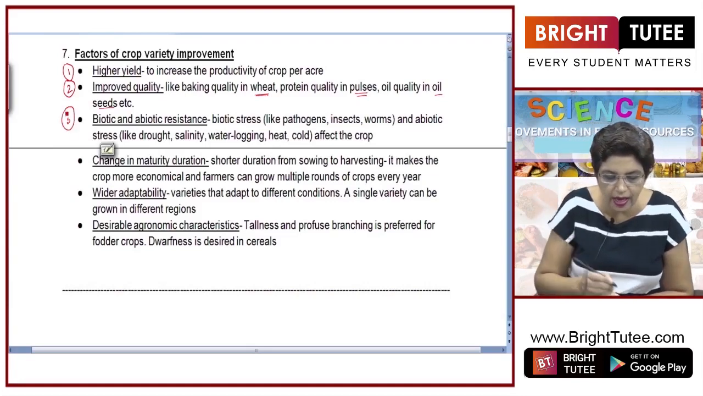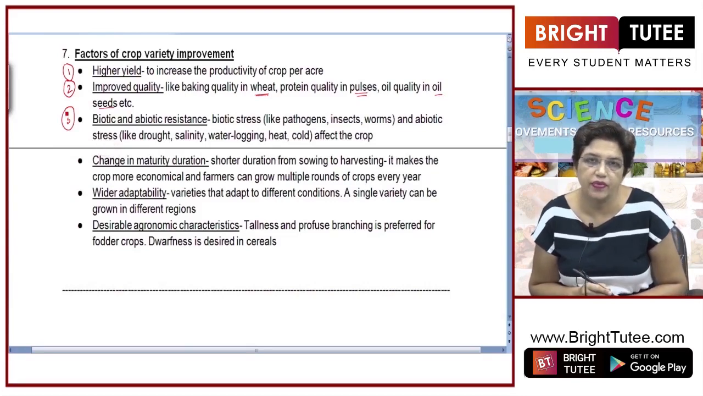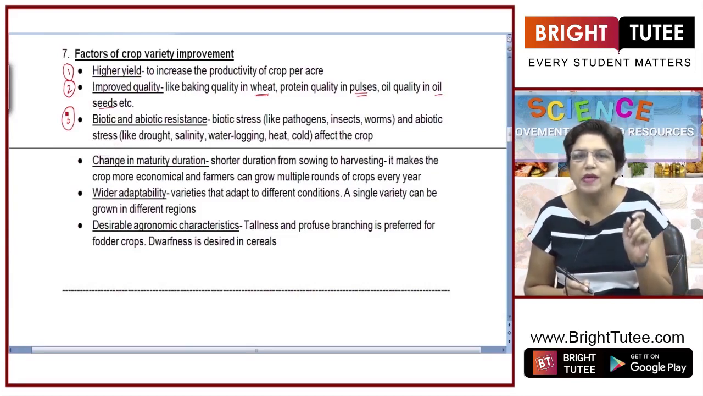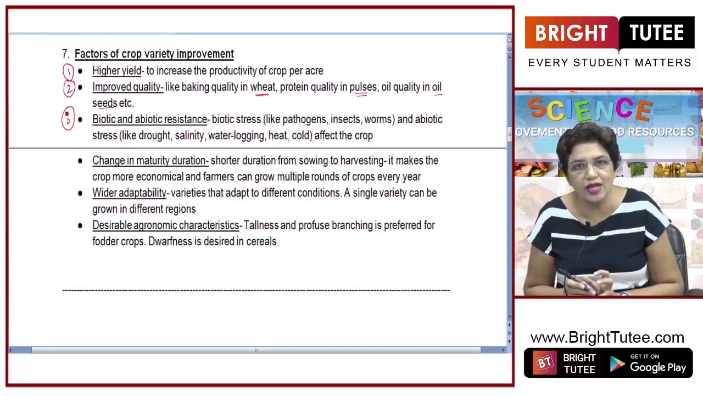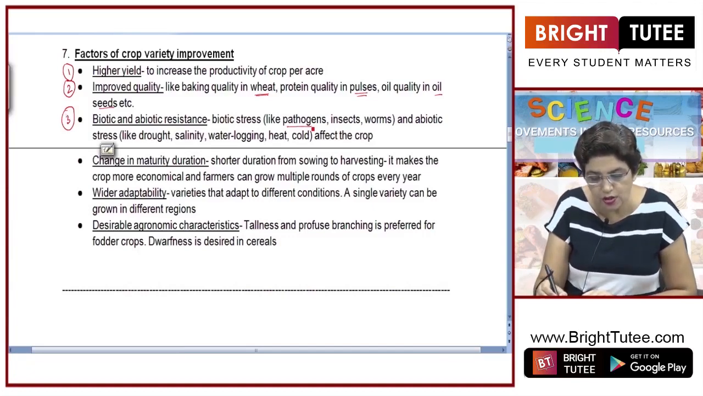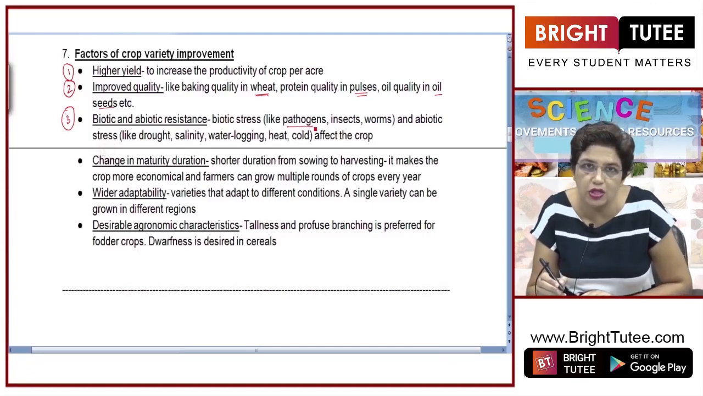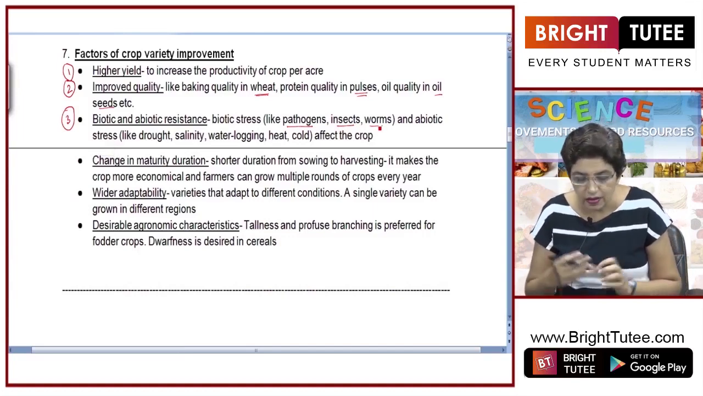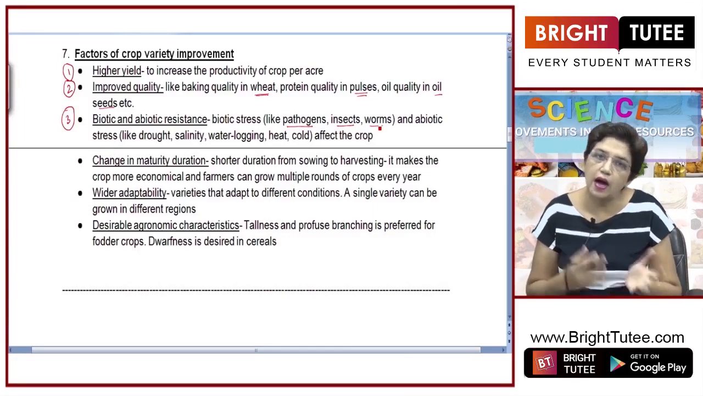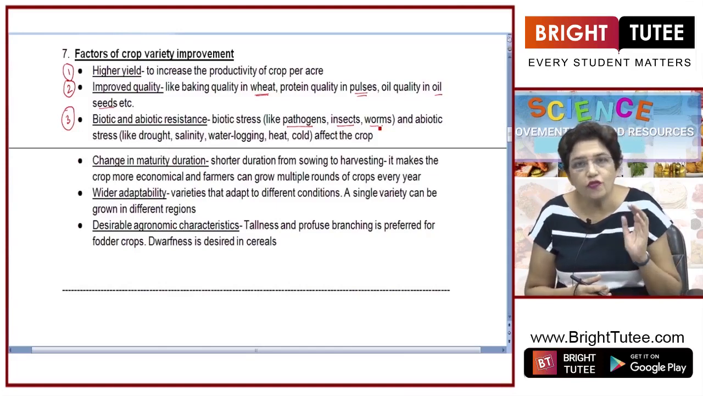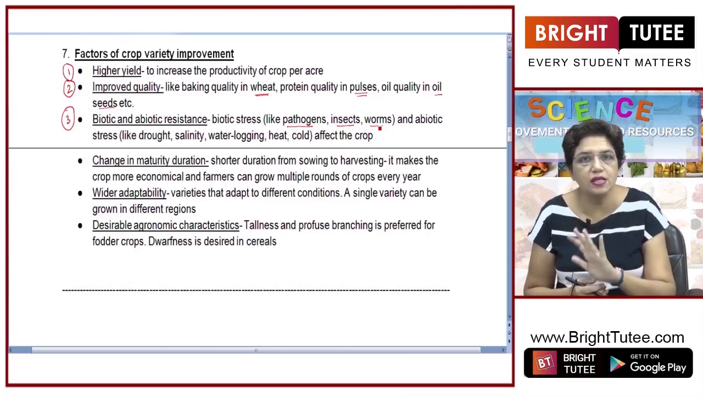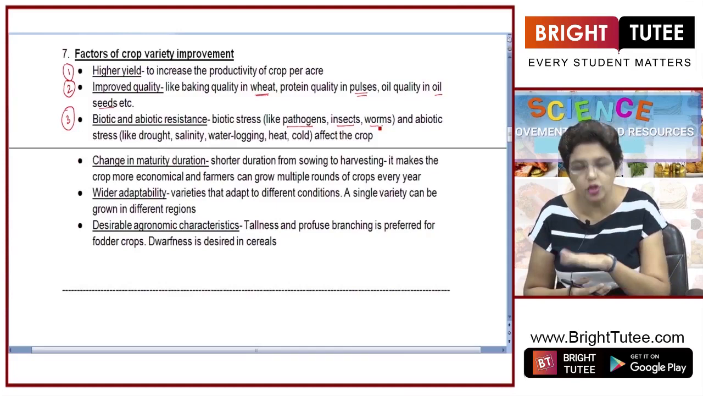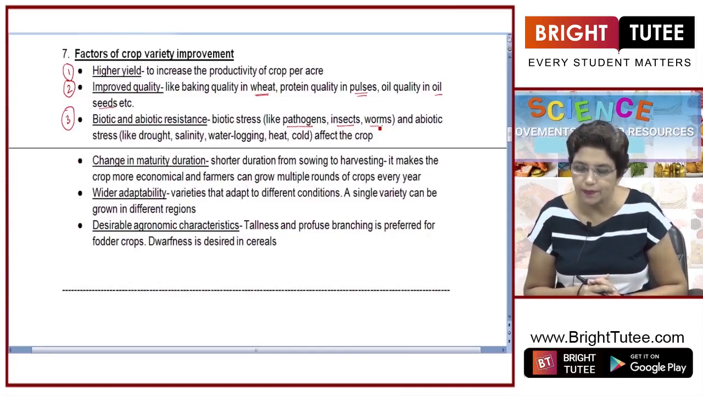Thirdly, biotic and abiotic resistance. Bio word means living. So biotic stress means the pathogens, that is the microorganisms which cause disease, the insects, the nematodes or the worms. These organisms can harm the growing crops. So we want a crop which can resist the harmful effects caused by these biotic stresses.